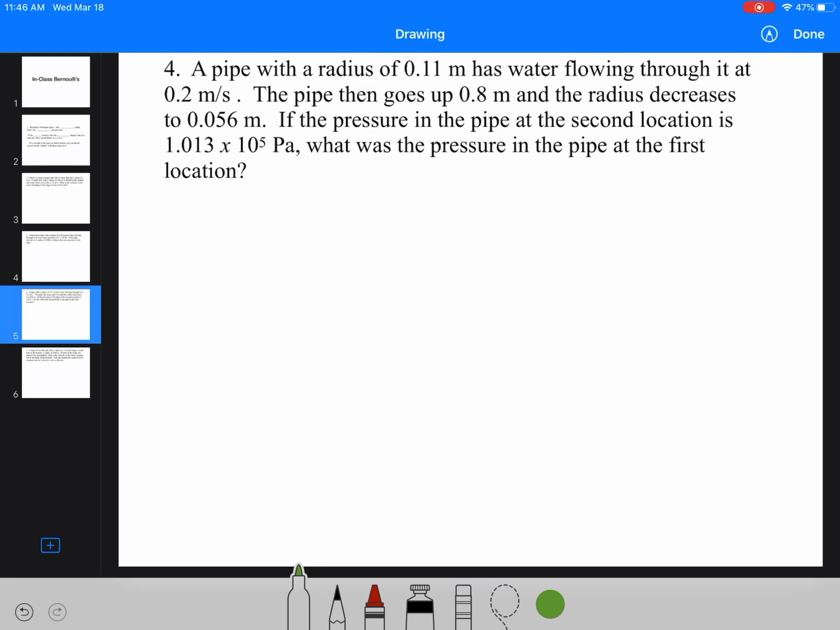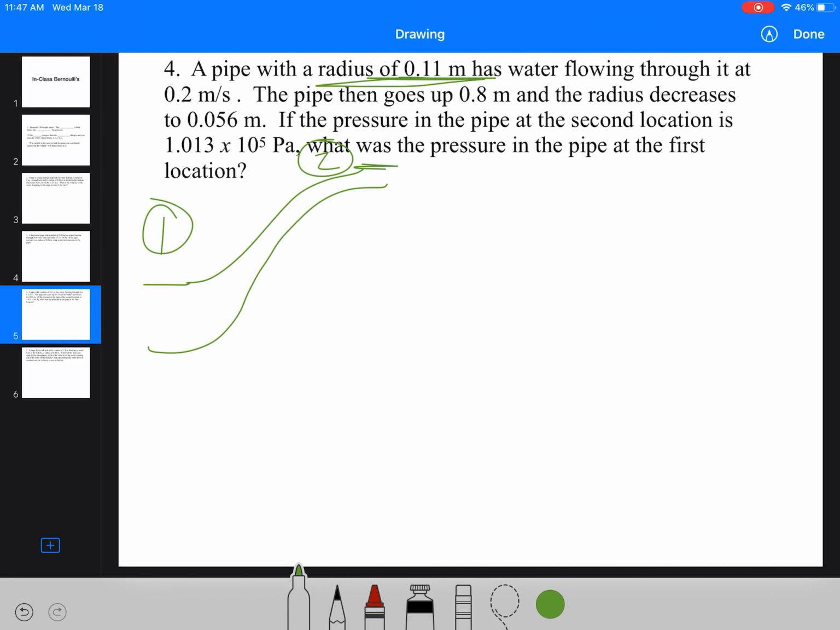But again, we have a pipe with a radius, so we can determine area based upon that. It has water that's flowing through it at 0.2 meters per second. The pipe goes up 0.8 meters, so we're getting a change in height, and the radius decreases, so it's going to get smaller. So in terms of a picture, I often will draw something kind of like that. Okay, so we have location 1, we have location number 2. Okay, we have location 2 right there.